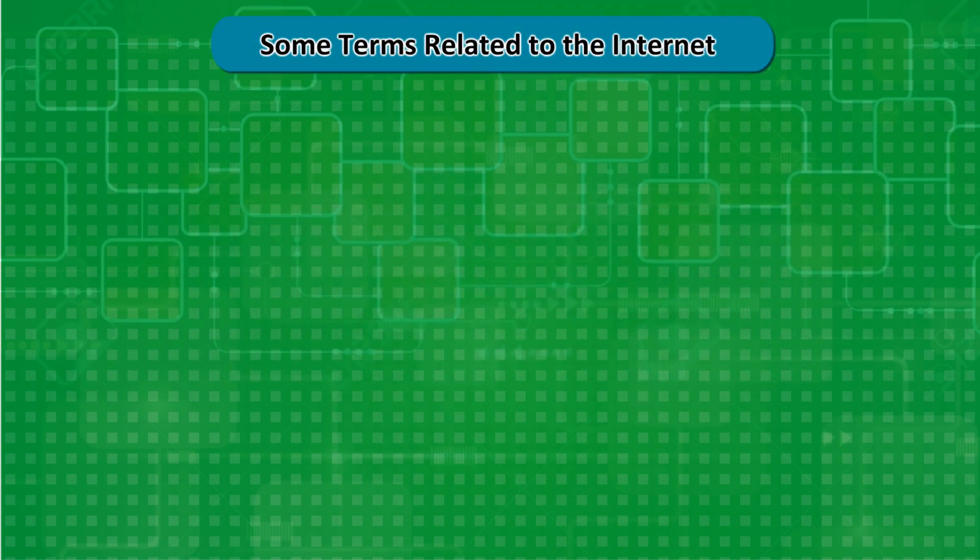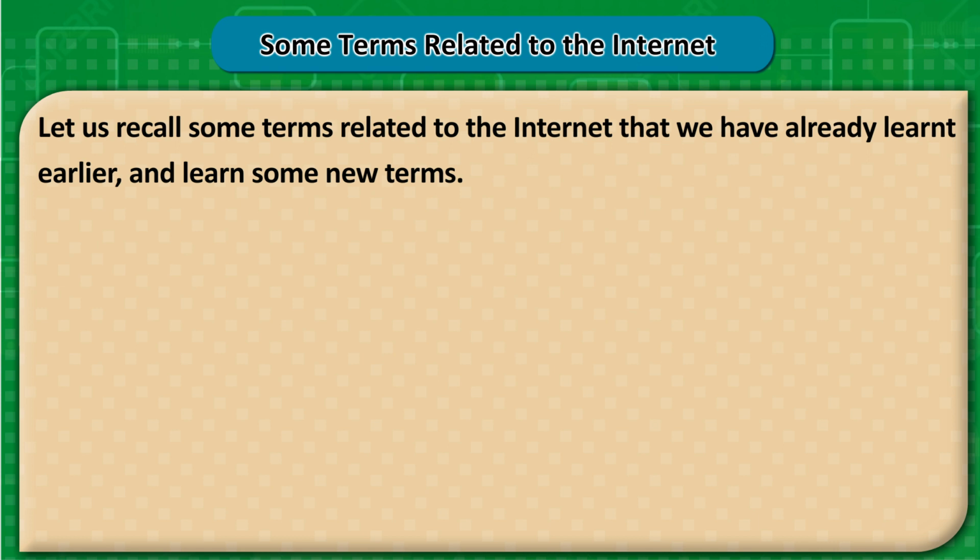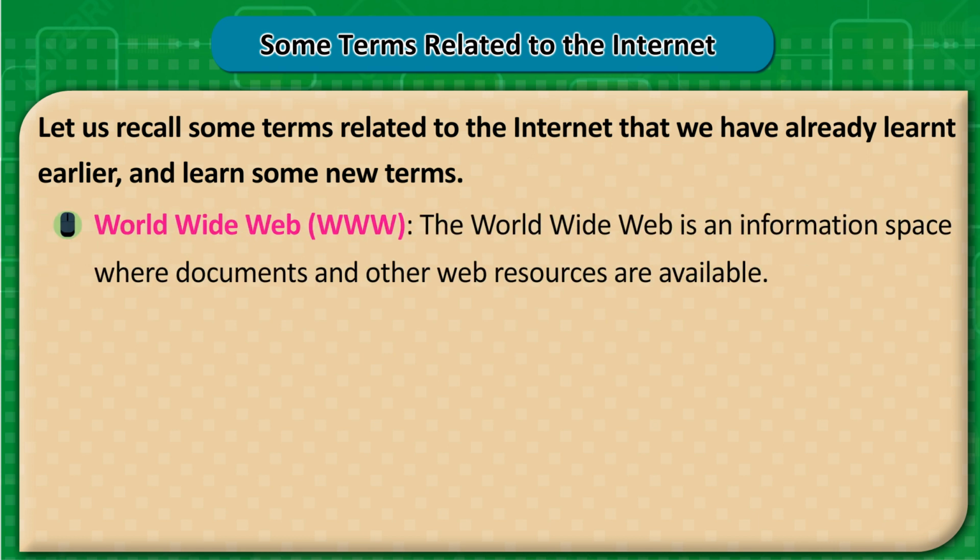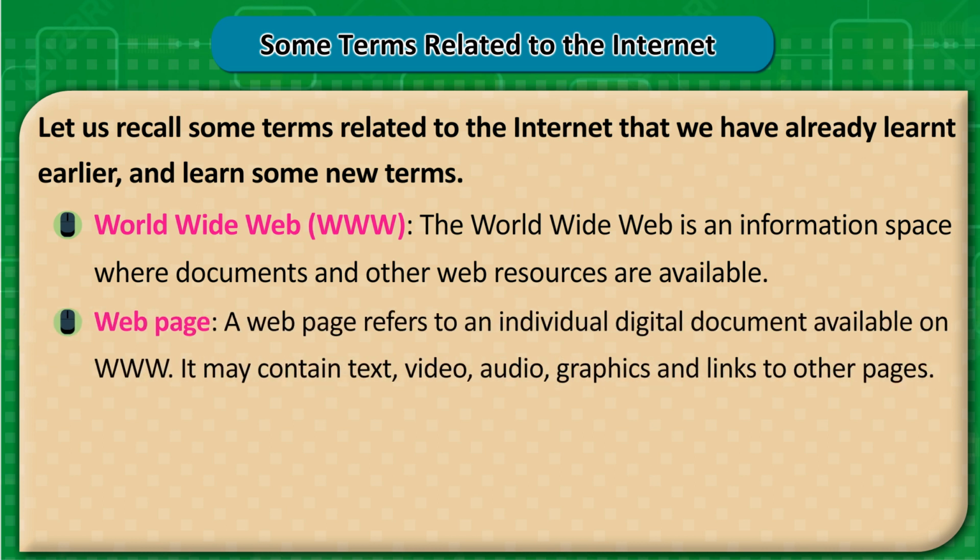Some terms related to the Internet. Let us recall some terms related to the Internet that we have already learnt earlier, and learn some new terms. World Wide Web, WWW. The World Wide Web is an information space where documents and other web resources are available. Web page. A web page refers to an individual digital document available on www. It may contain text, video, audio, graphics and links to other pages.